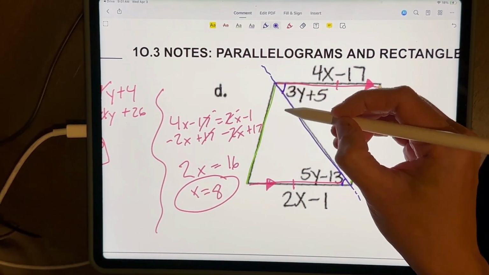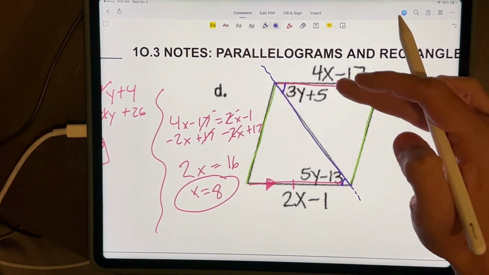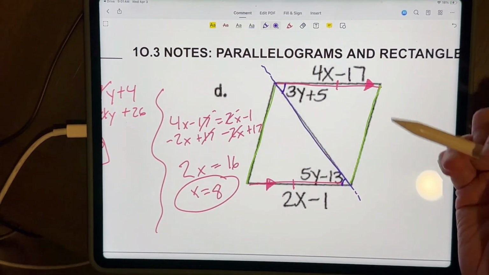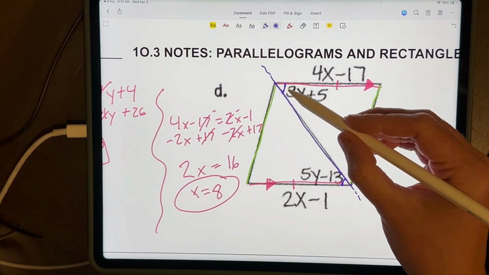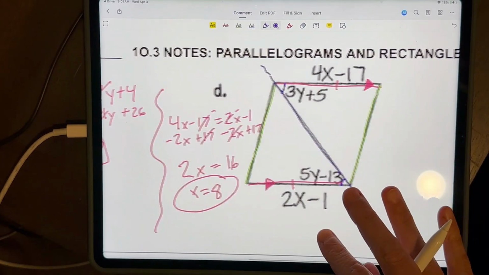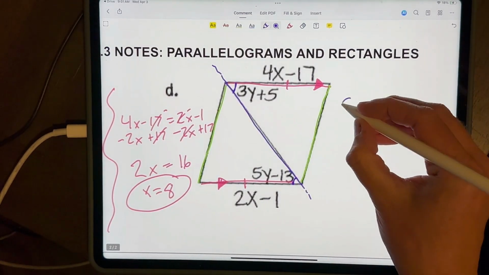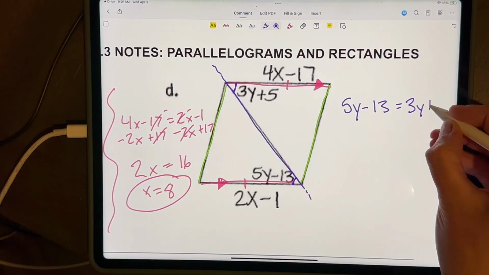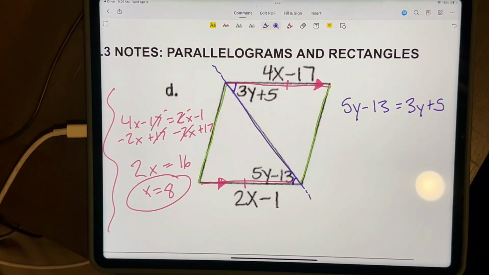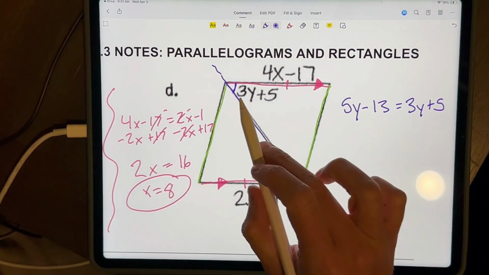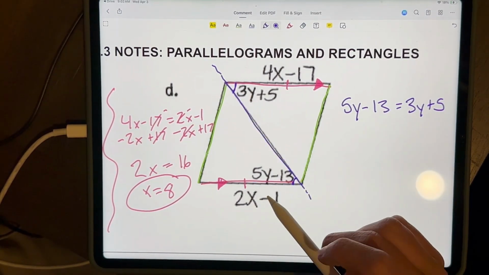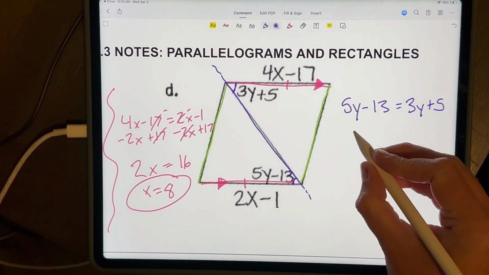So those are called alternate interior angles because they're inside the parallel lines, but they're on opposite sides of the transversal. Okay, so what do we know about alternate interior angles? Alternate interior angles are congruent. So 5y minus 13 equals 3y plus 5. Again, the green lines really don't mean anything in this example. We don't need those. What we need is the two parallel lines on top and bottom cut by the transversal, and then know the alternate interior angle rules.